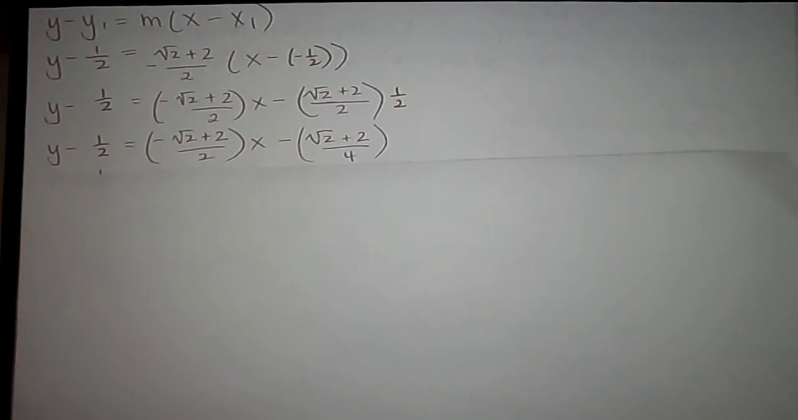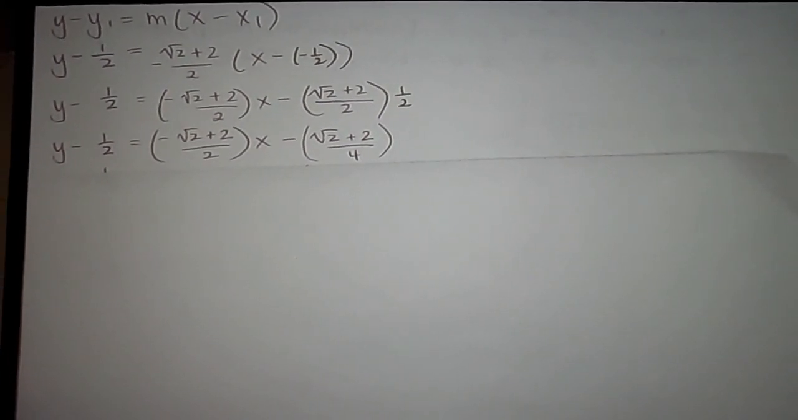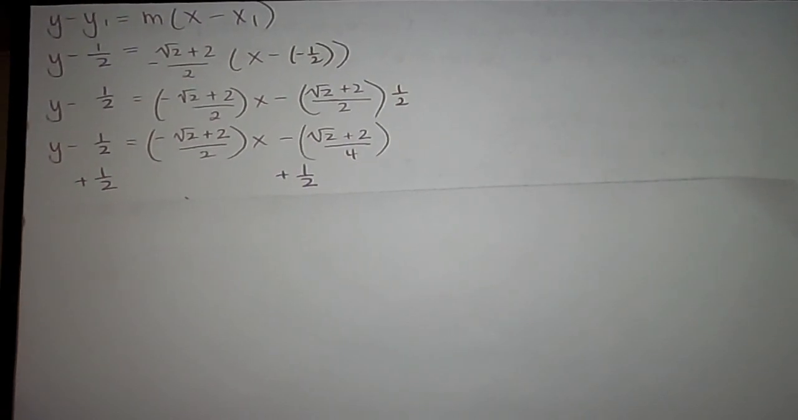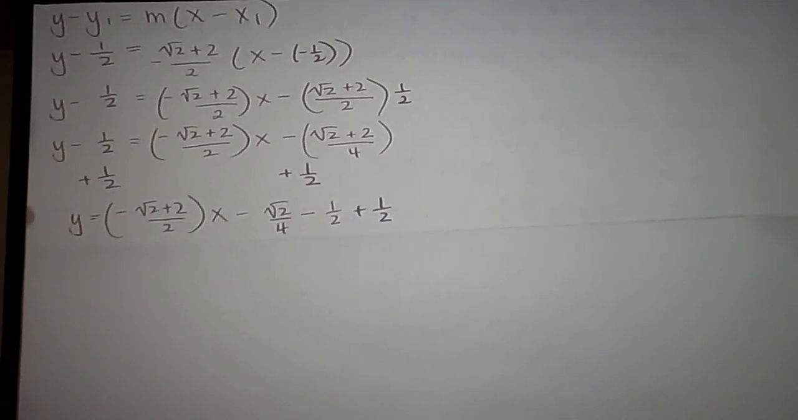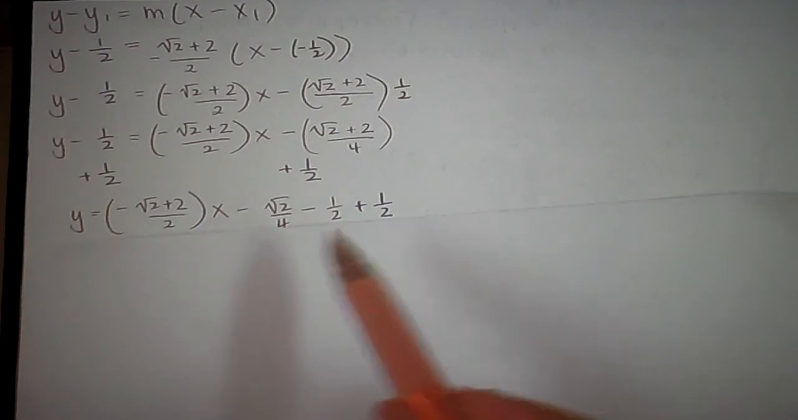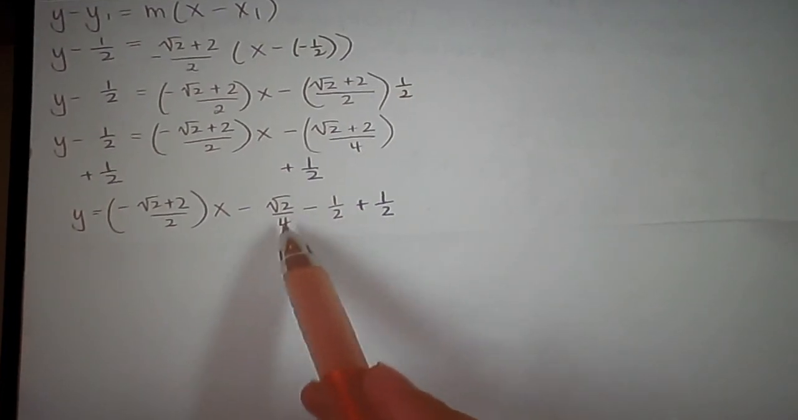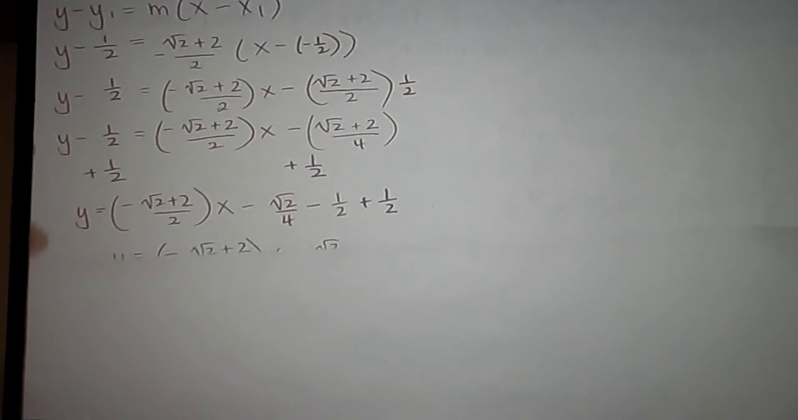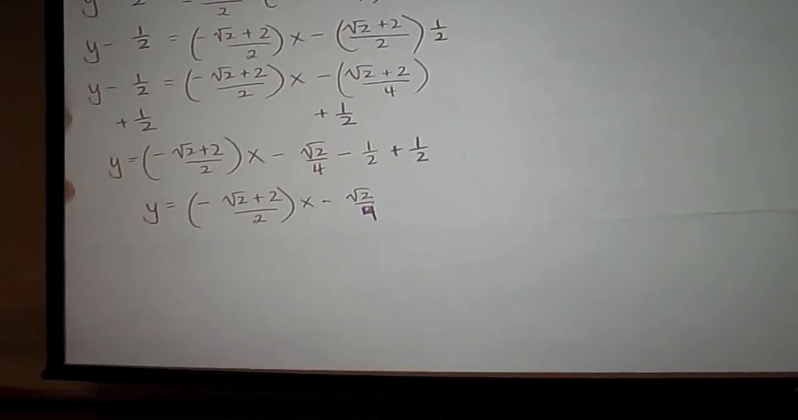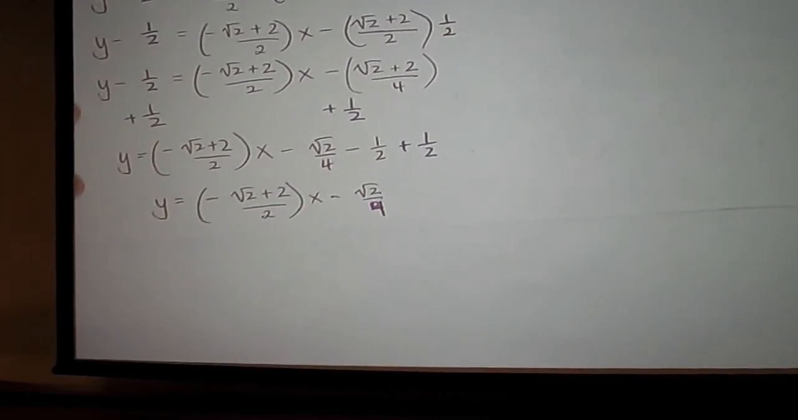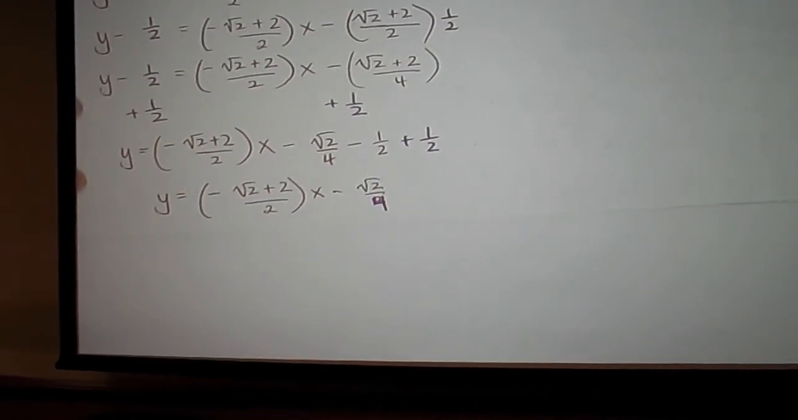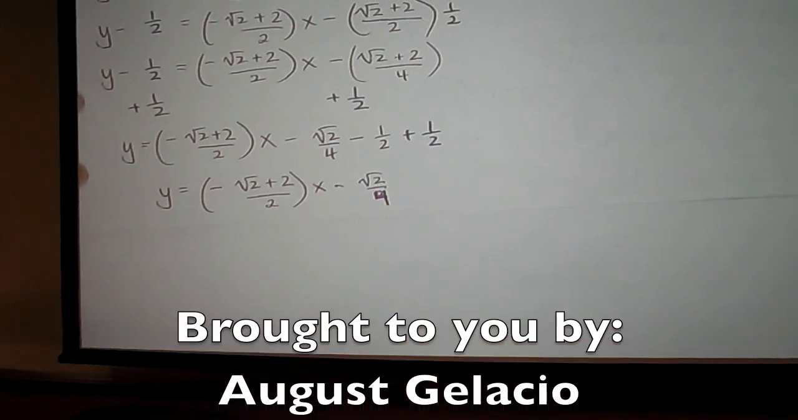And then we add the 1/2 to each side, which leads to this. And our final answer would be this: y equals negative radical 2 plus 2 over 2 times x minus radical 2 over 4.